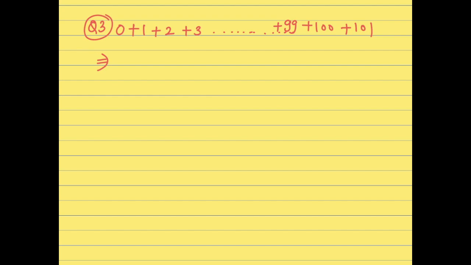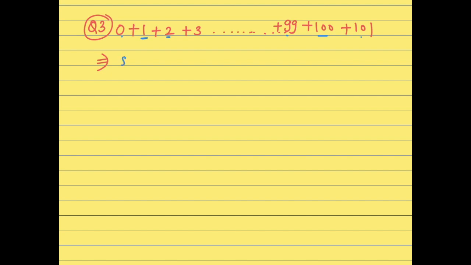Now we have to think which two numbers should be in the pair. If you take 0 and 101, it will give you 101. 1 and 100 will give you 101. 2 and 99, it will give you 101. So now we need to think how many numbers are there in the sequence.